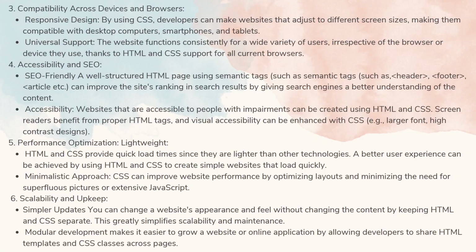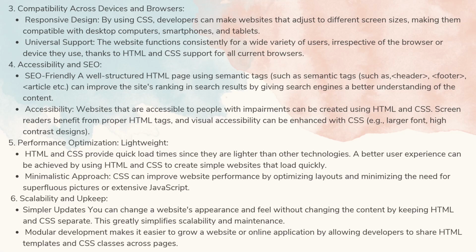Number 3, compatibility across devices and browsers. Responsive design: by using CSS, developers can make websites that adjust to different screen sizes, making them compatible with desktop computers, smartphones, and also tablets. So there is no different type of customization needed for showing them on different platforms. Universal support: the website functions consistently for a wide variety of users, irrespective of the browser or device they use, thanks to HTML and CSS support in all current browsers.